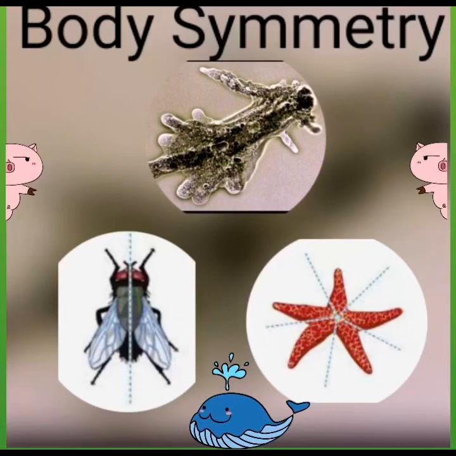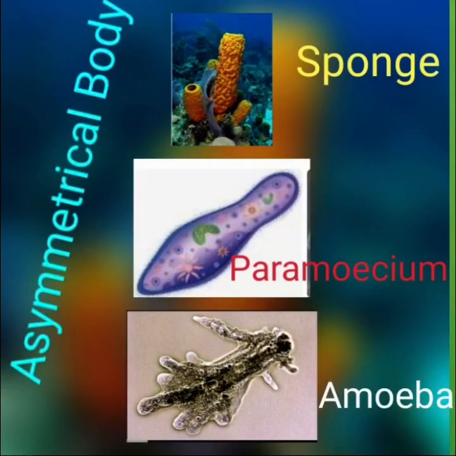Body symmetry. If the body of any animal is cut through an imaginary axis of the body, it may or may not produce two equal halves. Depending upon this property, there are different types of animal bodies. In case of sponge, paramecium, and amoeba, there is no such imaginary axis of the body through which we can get two equal halves. Such bodies are called asymmetrical bodies.